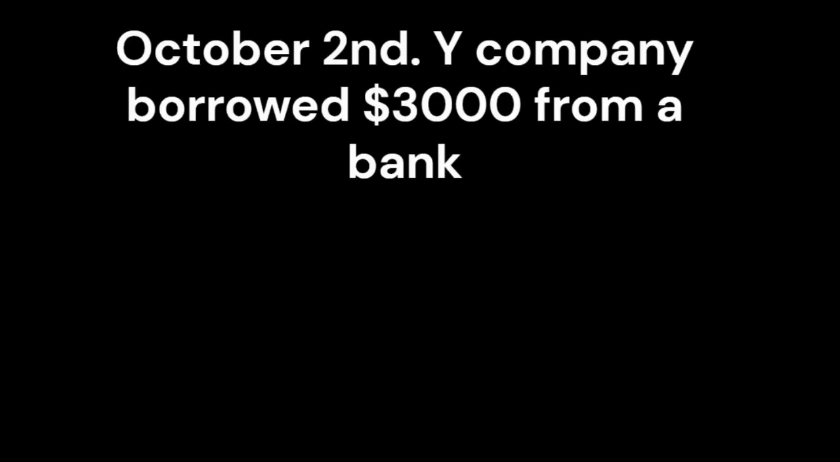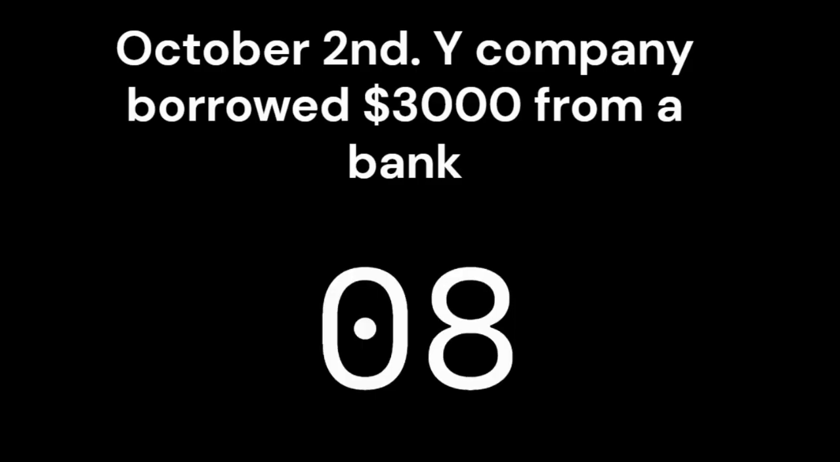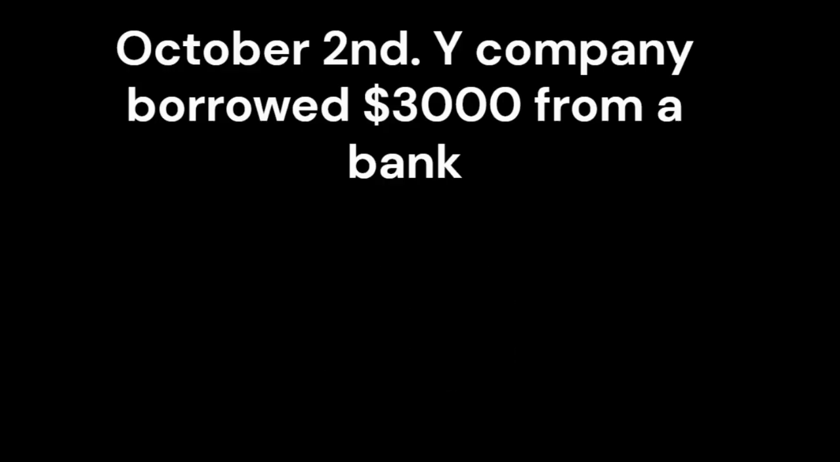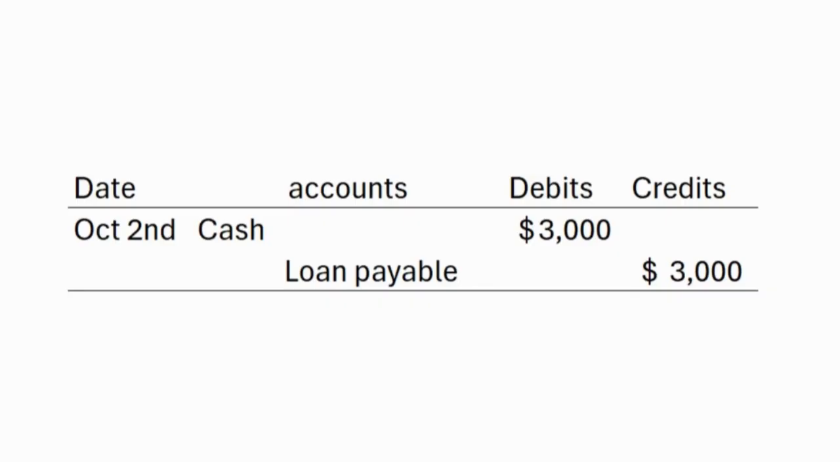October 2nd. Y company borrowed $3,000 from a bank. Answer: debit cash $3,000 and credit loan payable $3,000. Cash increased, and the liability, loan payable, also increased.